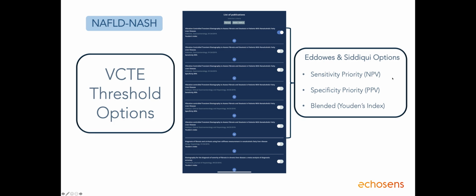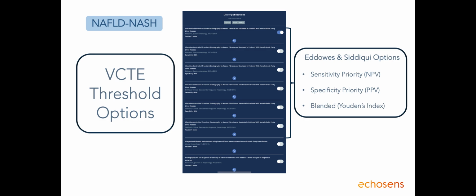And those two publications both have multiple priority threshold values. They have sensitivity priority thresholds that emphasize high negative predictive value. They have specificity priority thresholds that emphasize positive predictive value. And then finally, they have a Youden's index blended priority that is equally blended between sensitivity and specificity. This equips you to choose which of these priorities you want depending on the clinical scenario that you're currently in.